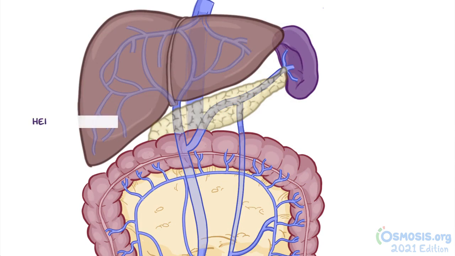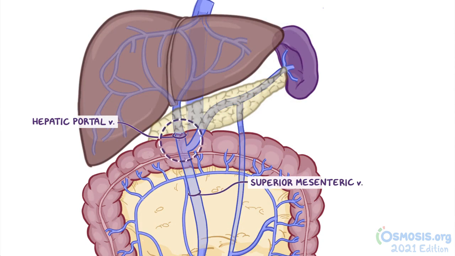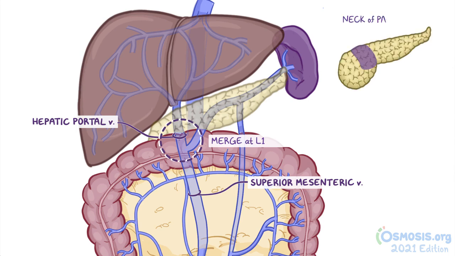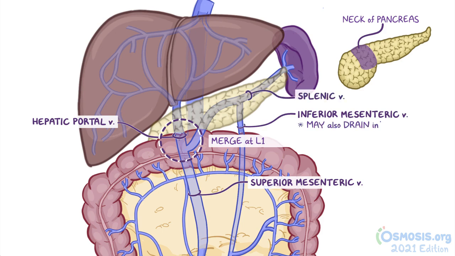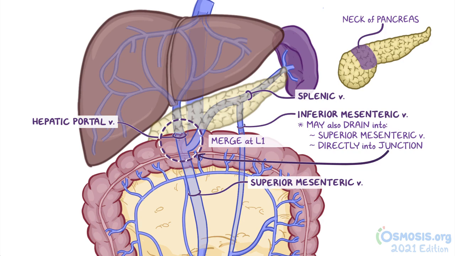Regarding the anatomy of the hepatic portal vein specifically, this vein arises when the superior mesenteric vein and splenic vein merge, around the level of the L1 vertebra and transpyloric plane, behind the neck of the pancreas and in front of the inferior vena cava. The inferior mesenteric vein contributes to the portal system as well, most commonly draining in the splenic vein, but may sometimes drain into the superior mesenteric vein instead. Less commonly, it can drain directly into the junction of the superior mesenteric and splenic veins.